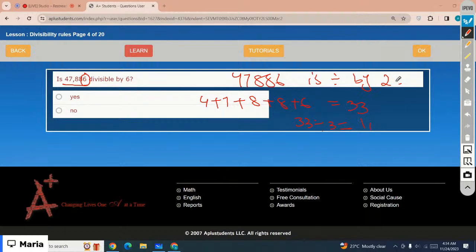That means the number is divisible by 2, and the number is also divisible by 3. So it is divisible by 2 and divisible by 3. That means it is divisible by 6. Got it? The correct option is yes, the number is divisible by 6. Got it?